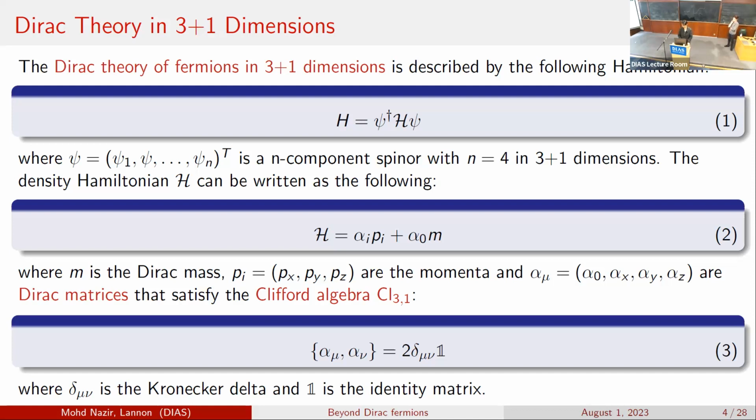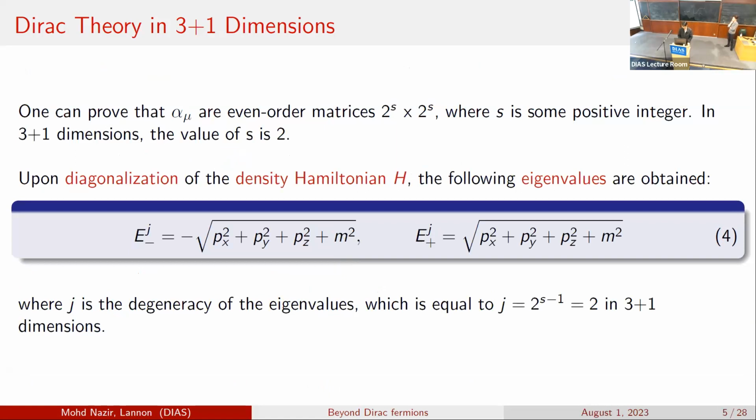Moving on, I'd just like to give some general properties. After this slide, we can prove that the alpha matrices can be even order matrices, of dimension 2^s by 2^s, where s can be some positive integer. In 3+1 dimensions, the value of s is 2, leading to 4-dimensional matrices. Using these matrices, which are associated with the momenta and the mass term, we can construct the Hamiltonian density, and diagonalization of that Hamiltonian would yield the following eigenvalues, which are your standard relativistic energy-momentum relations.